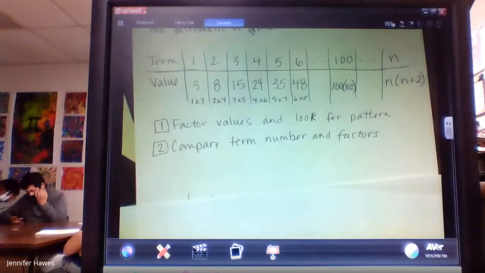Okay, so at first what you'll see is you'll see a pattern, but it's just, well, how do I put that?